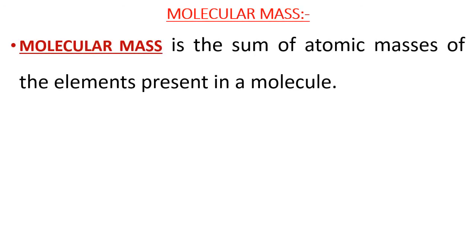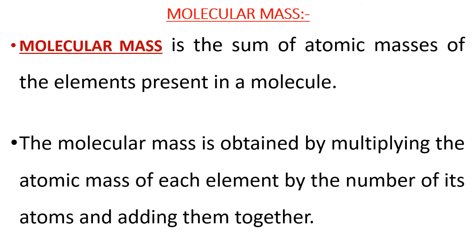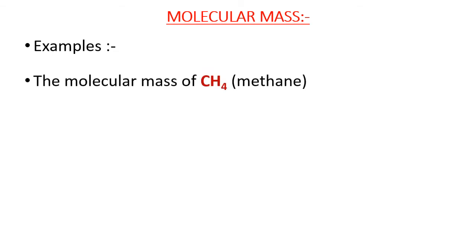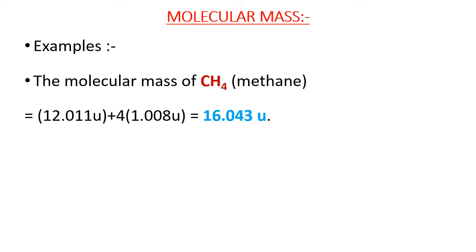Let us know about molecular mass. Molecular mass is the sum of atomic masses of all the elements present in a molecule. The molecular mass is obtained by multiplying the atomic mass of each element by the number of its atoms and adding them together. For example, the molecular mass of methane, that is CH4, is equal to 12.011 u plus 4 × 1.008 u, which is equal to 16.043 u.